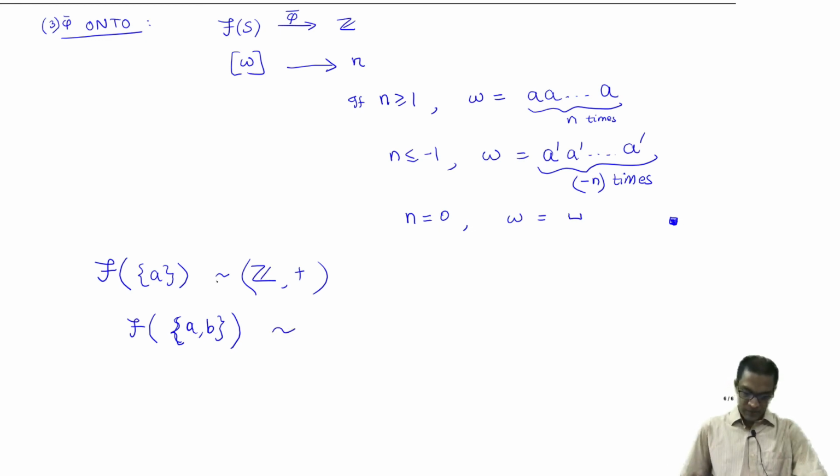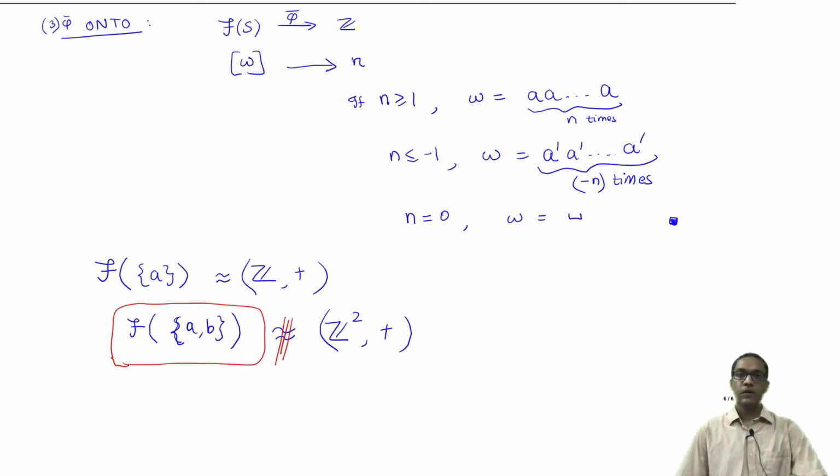So observe, while F of a singleton is isomorphic to Z, for two generators this is very far from being true. So this is not at all the case. Z2 is in fact an abelian group. It's got 2 generators, but it's an abelian group. F of AB, the free group on 2 generators, is of course non-abelian. The word AB and the word BA in this free group will turn out not to be in the same equivalence class.